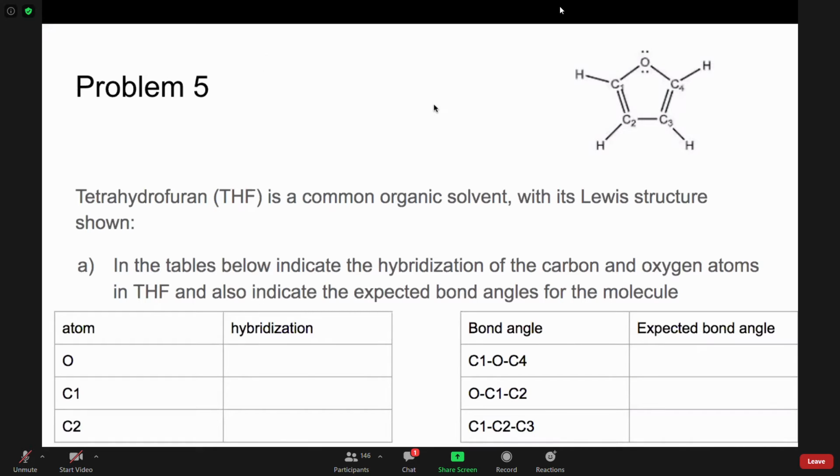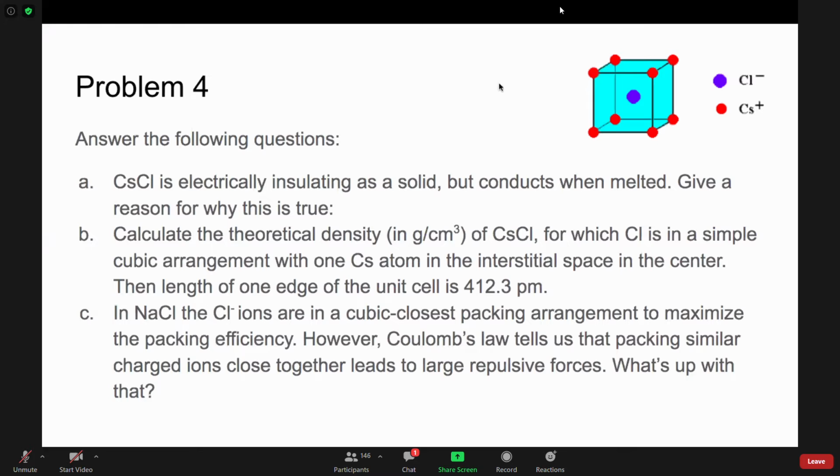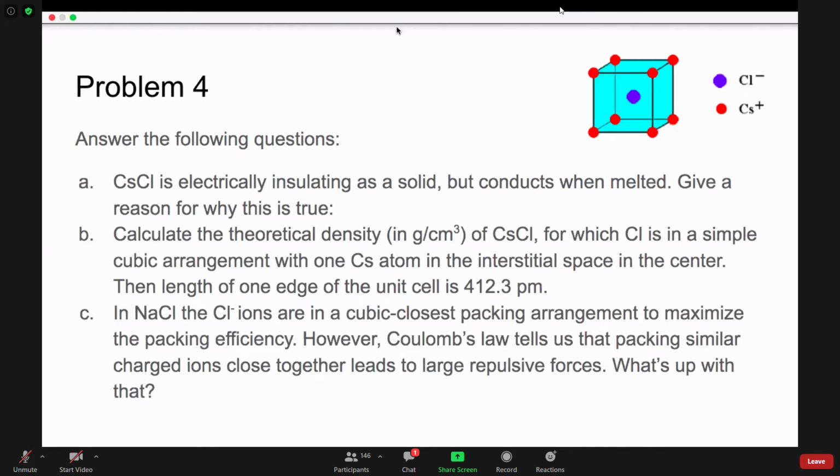Someone just reminded me that I straight up didn't do part C. Thank you. So in NaCl, the Cl minus ions are in cubic closest packing arrangement to maximize their packing efficiency. However, Coulomb's law tells us that packing similar charged ions leads to large repulsive forces. What's up with that? Who wants to give their answer for this one?